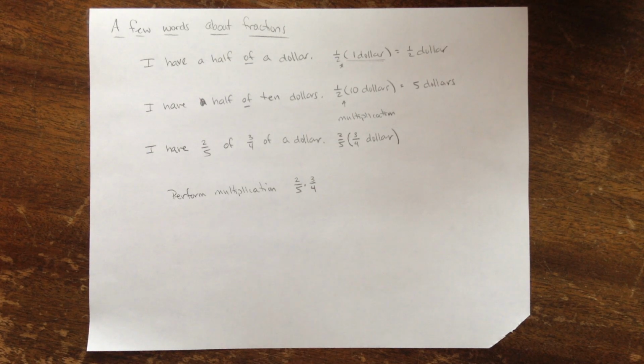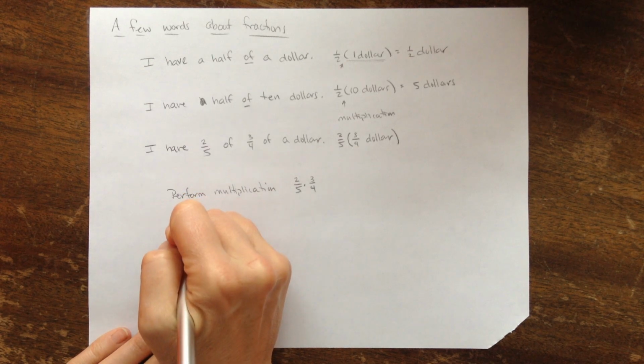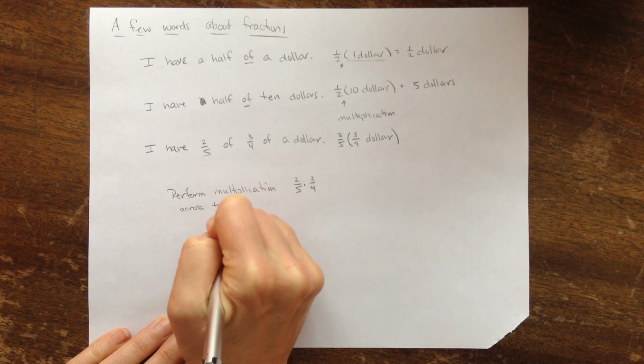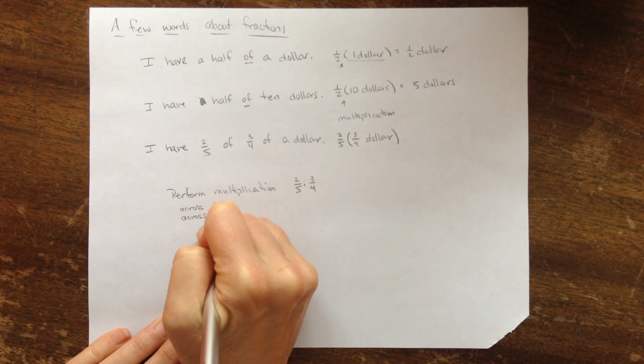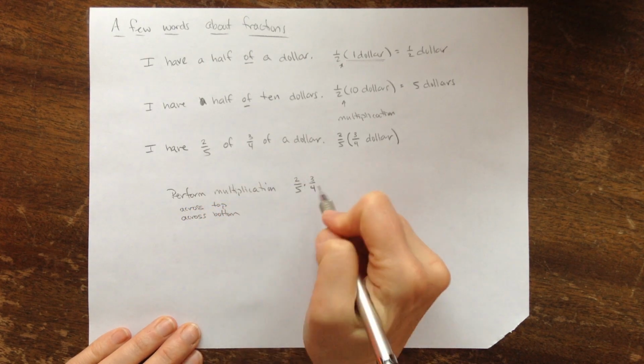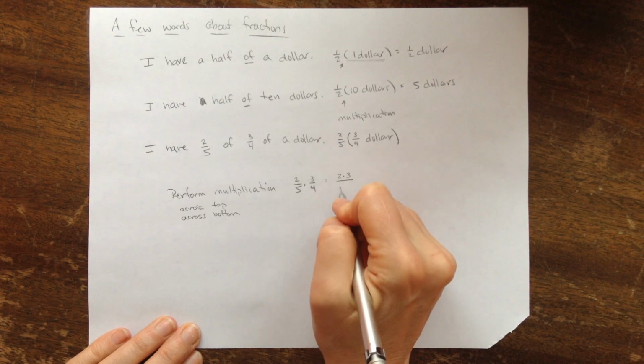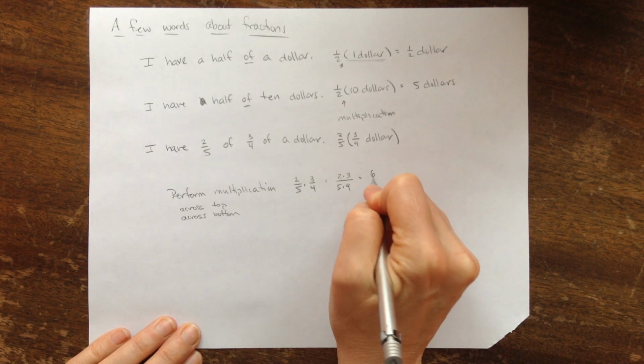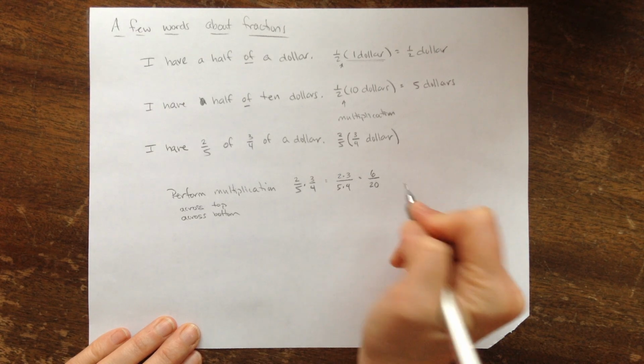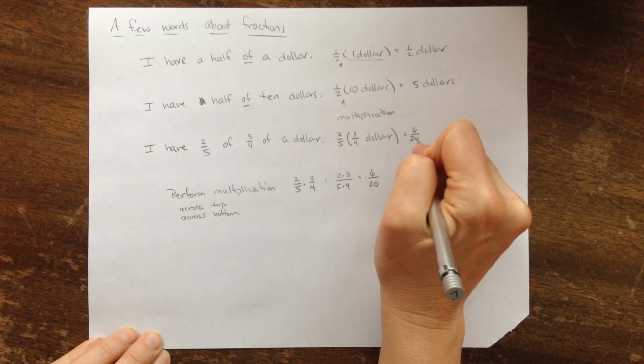So I have to do 2/5 times 3/4, and how do you do that? Well, there's one thing I'm going to have to ask you to take my word for about fractions, and then we'll get the rest of it from first principles. When you multiply two fractions together, you go straight across the top and straight across the bottom. So I would do 2 times 3 in the top, and 5 times 4 in the bottom. 2 times 3 is 6, and 5 times 4 is 20. And so this is 6/20 of a dollar.